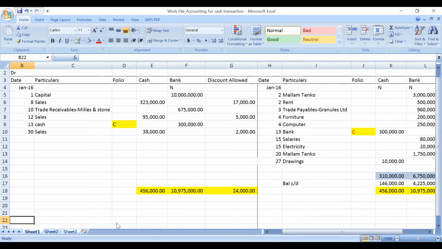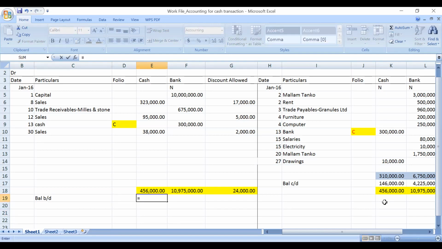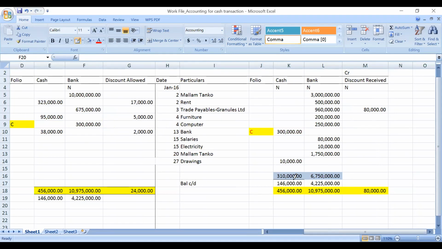All asset accounts must have a debit balance. So the balance that you have here now, you are going to bring it down here as well. So this is for cash, right? Then you also bring it here as well. So that is that. All right, so that's the end of the three column cash book. It's very simple stuff.